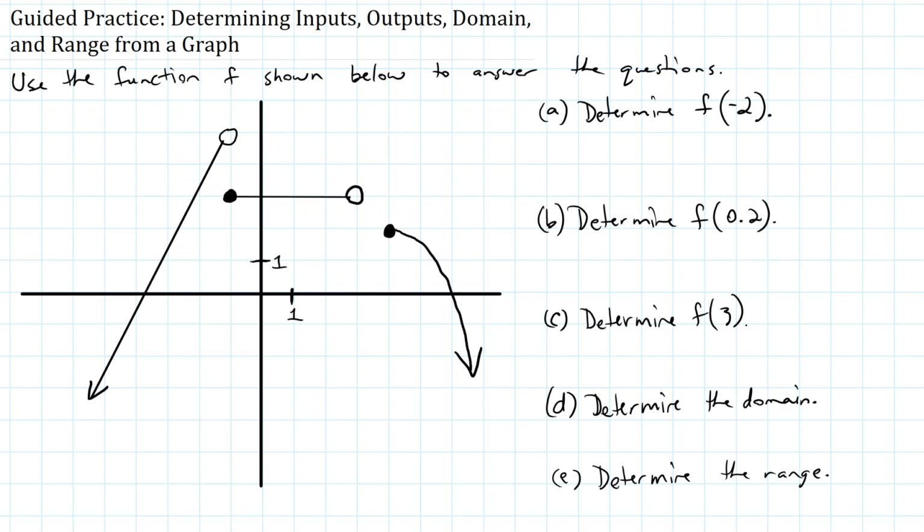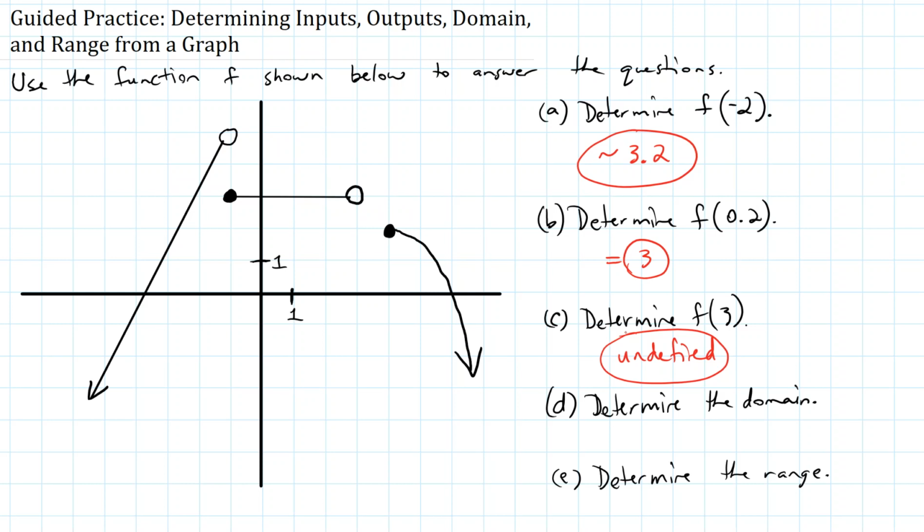Okay, now that you've got parts A through E hopefully solved, I'll go ahead and give you the answers so you can check. So determine f of -2. We can't get an exact value of this, so we'll say approximately 3.2. Something around 3.2. f of 0.2, that one is exact. f of 0.2 is 3. f of 3 is undefined, or there is no output for f of 3.